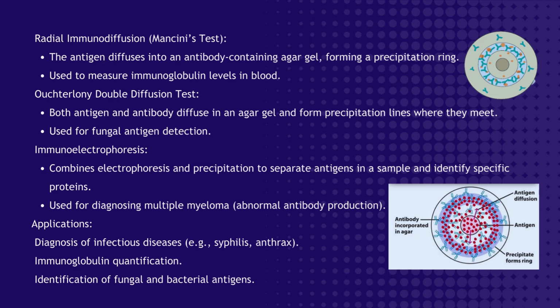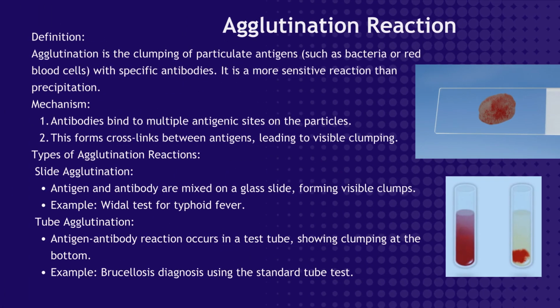Immunoelectrophoresis: Combines electrophoresis and precipitation to separate antigens in a sample and identify specific proteins. Used for diagnosing multiple myeloma, abnormal antibody production. Applications: diagnosis of infectious diseases, e.g. syphilis, anthrax. Immunoglobulin quantification, identification of fungal and bacterial antigens.